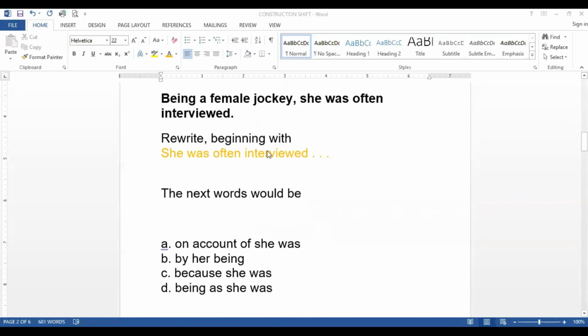And so let's look at what we have here. We look at our options. We'll go through all the options. She was often interviewed. A has on account of she. That doesn't sound right. She was often interviewed on account of she being a female jockey. That doesn't sound grammatically correct, right? Then we have here, she was often interviewed by her being a female jockey. The by here kind of makes it sound like she's being interviewed by herself, right?